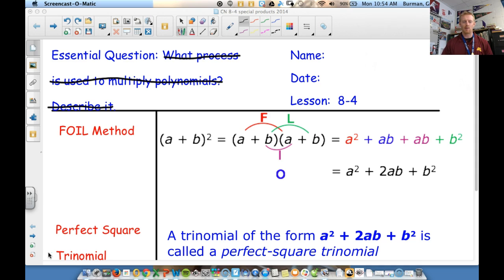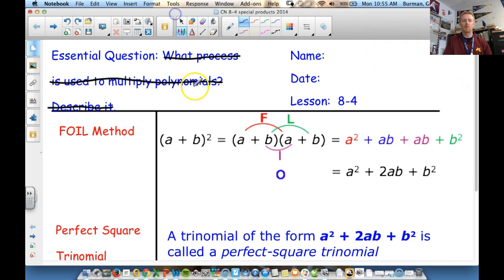We are talking about special products today, so there's a couple different methods that we need to be aware of. And we're going to be using the FOIL method to help us to solve and hopefully identify these patterns, as they will help us make things a little bit easier throughout 8-4.